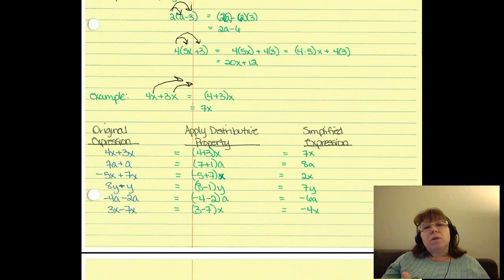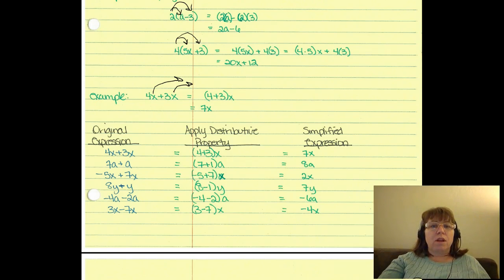In our example, we just have x's. I have 4 x's plus 3 x's. Well, how many total x's do I have? I have 7 x's. It is not multiplication. It is not making it into a power. It is just adding like things. In this case, I have like x's. And I would like you to go through the original expressions for all of these.